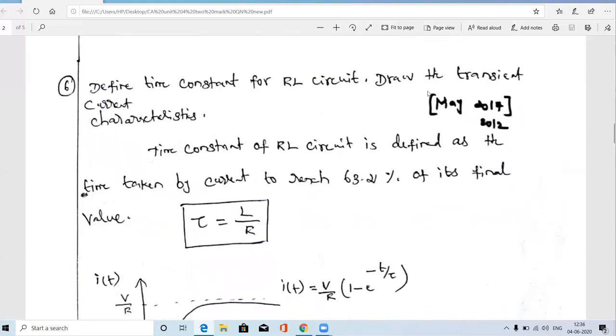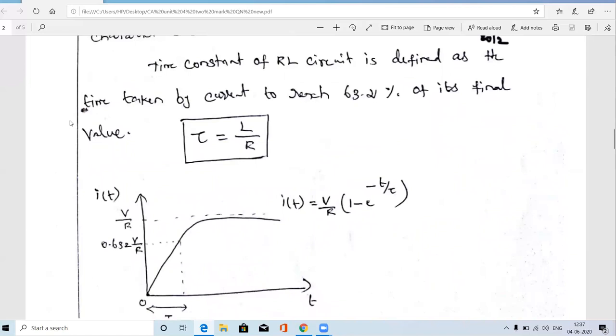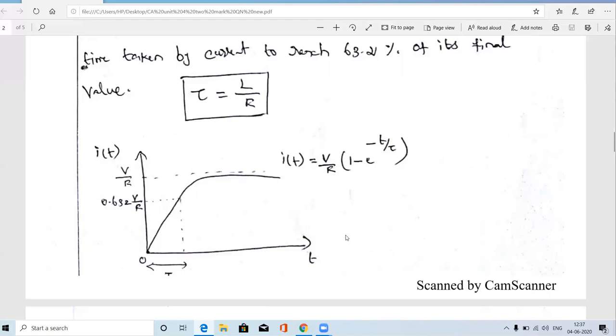There is another question also: define the time constant of an RL circuit and draw the transient current characteristics. It was asked in May 2017 and 12. The time constant of an RL circuit is defined as the time taken by the current to reach 63.2% of its final value. It is denoted by tau, and tau is equal to L divided by R. And this is the transient characteristics curve.